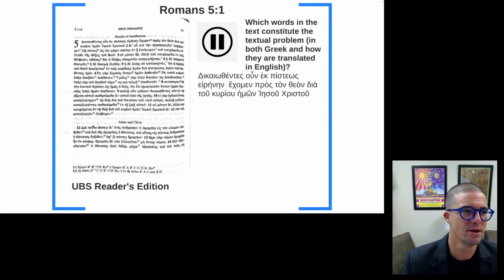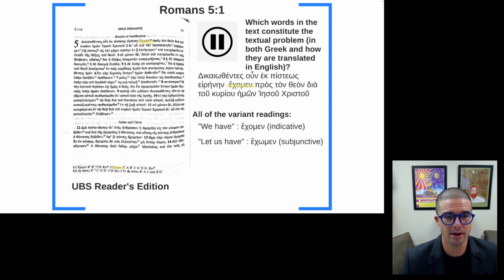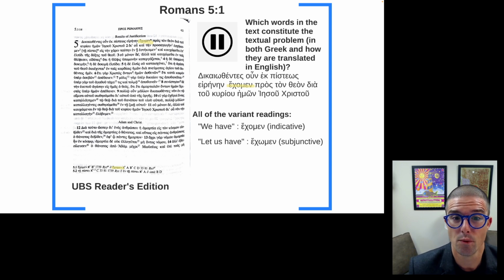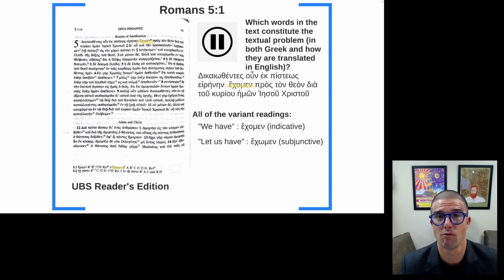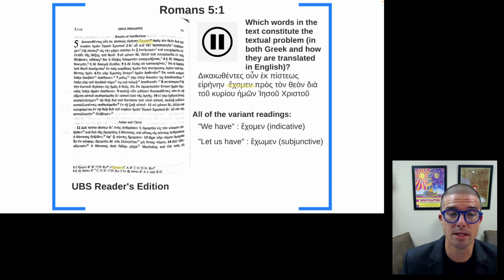All right, so you should have found that ekomen is the variant, and the Greek Reader's Edition just gives us 2 different options. Either ekomen with an omicron or echomen with an omega. So the change of one letter. And what this change of one letter does is it changes the mood of the verb. What is printed in the Reader's Edition is the indicative.